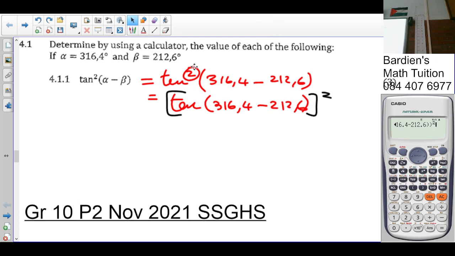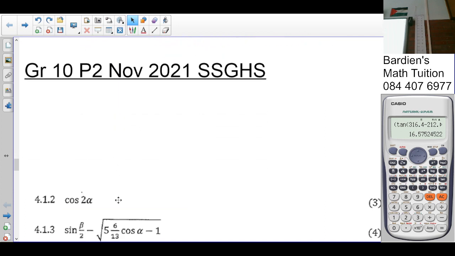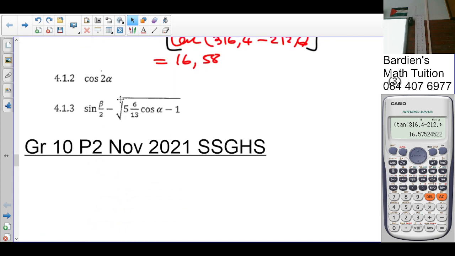Okay? So that can be written as, it's equivalent to 16.5, to however many decimal places. Okay, that's a ratio, no? So there's no unity. Alright, let's look at 4.1.2.